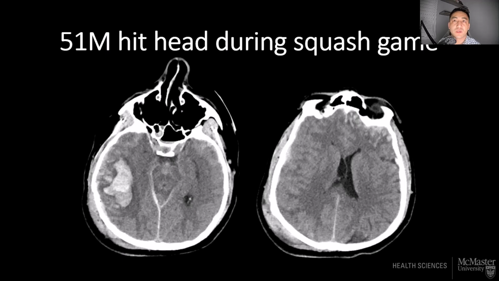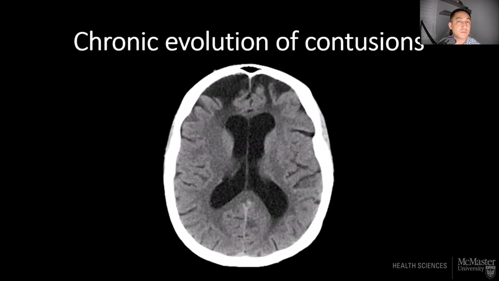Sometimes contusions can be severe, requiring craniectomy. This is a 51-year-old patient who hit his head in a squash game, probably against the wall. There are large right temporal and left frontal contusions. Unfortunately, he's now severely disabled. Chronically, we have encephalomalacia of the injured parenchyma. Don't call these ACA infarcts. They go beyond the lateral margin of the ACA territories.